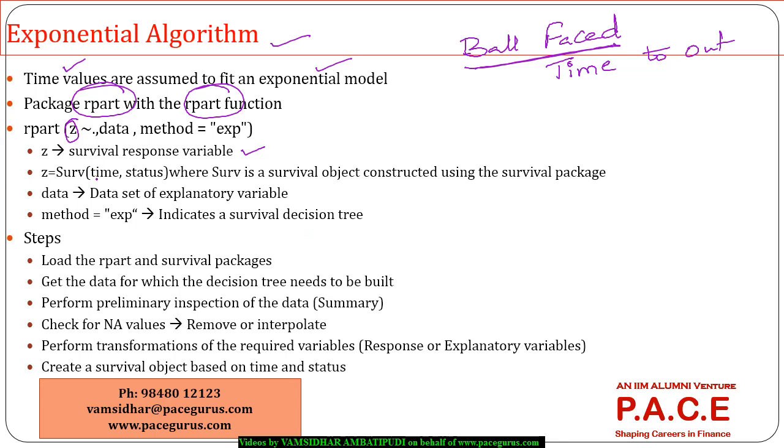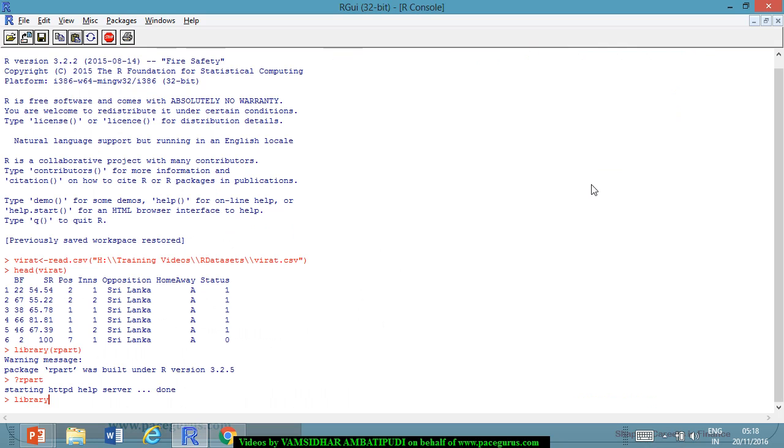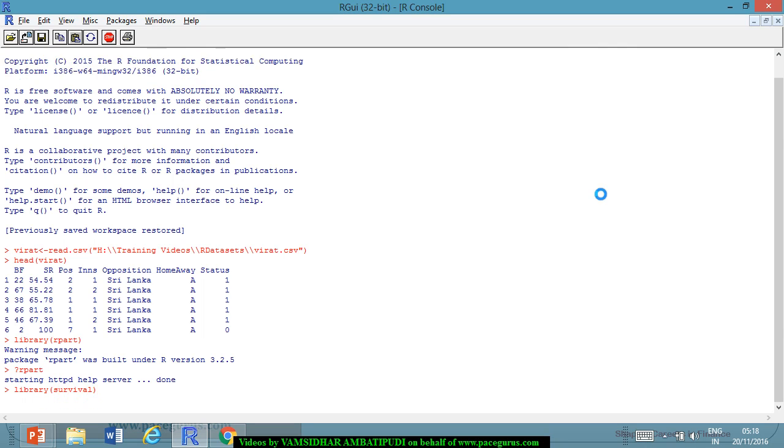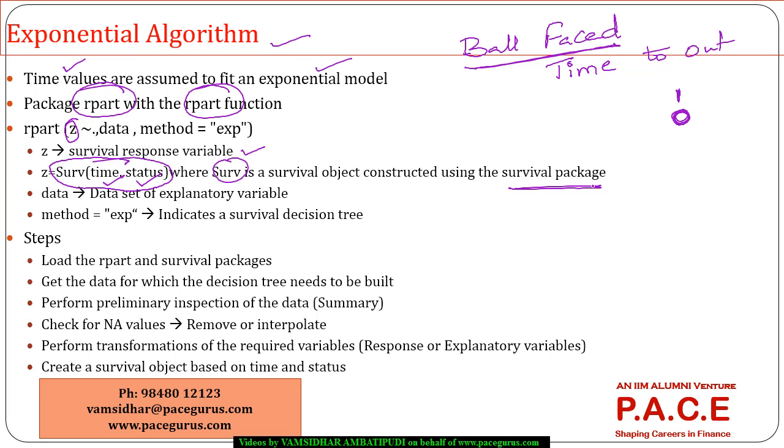These two put together will actually create a survival object. So you see here, by taking these two from the data, time to event, in this case the balls faced, and status, whether the event has occurred or the data is censored. I always have to specify whenever the event has occurred, I set it as 1, and whenever the event did not occur and the data is censored, I take it as 0. So I will create Z as Surv of time and status. The survival object is constructed using the survival package, so I have to load the survival package as well. We have loaded the survival package.